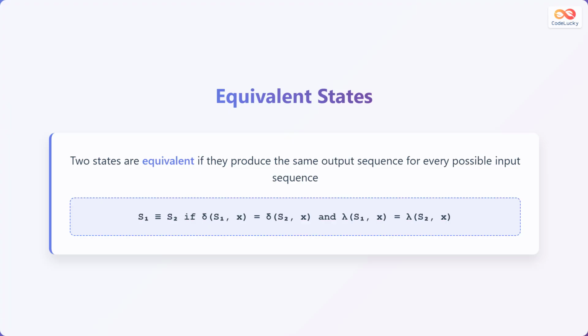Let's define what we mean by equivalent states. Two states are considered equivalent if they produce the same output sequence for every possible input sequence. This means no matter what input you give, these states will always give the same output. Mathematically, we can say that state S1 is equivalent to state S2, written as S1 ≡ S2, if delta of S1, x is equal to delta of S2, x and lambda of S1, x is equal to lambda of S2, x. Here delta represents the next state function, lambda represents the output function, and x represents any input sequence.